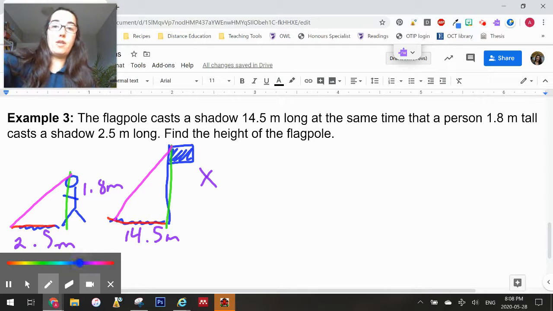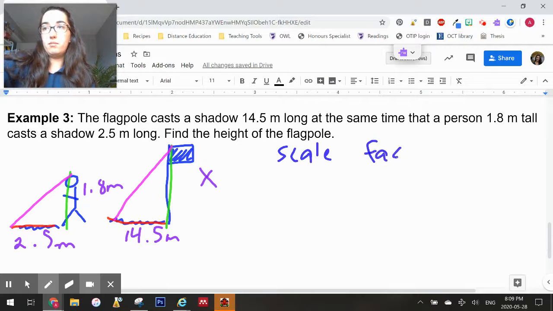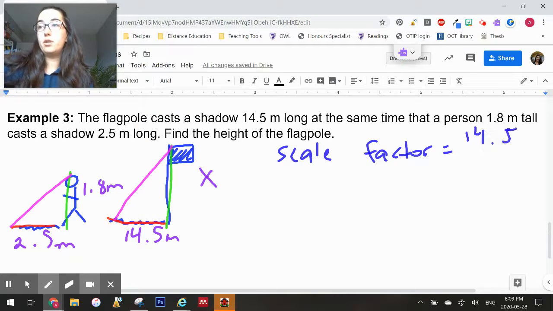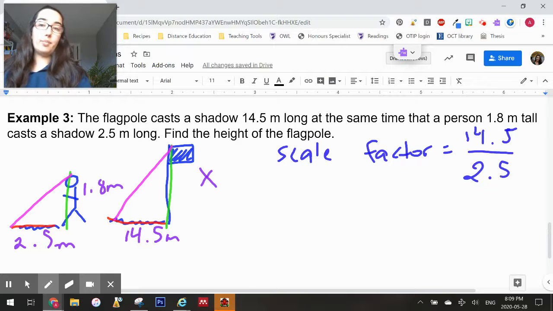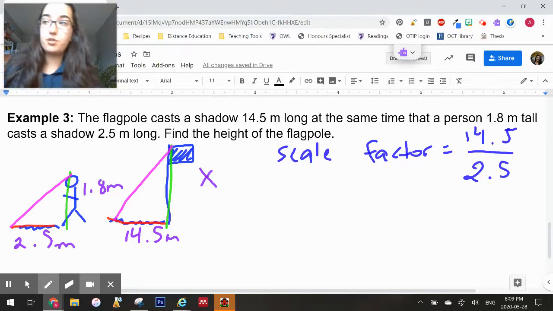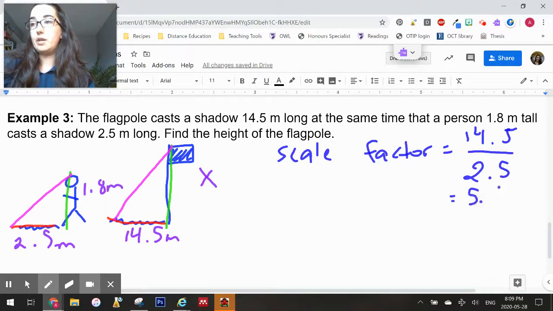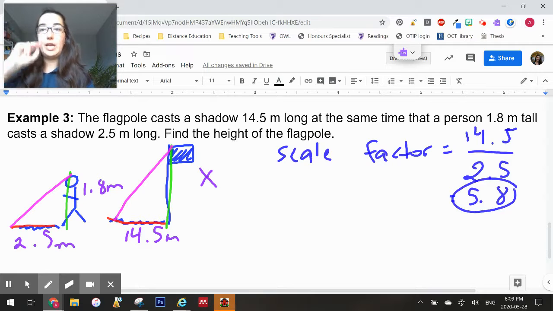Now that I've drawn those, I can find my scale factor. I'm going to be using 14.5 divided by 2.5. Those are the only sides that both had a piece of information, because it was the red side. Both of them had the length. And I'm going to divide big by small. 14.5 divided by 2.5 gives me 5.8. So my scale factor is 5.8.